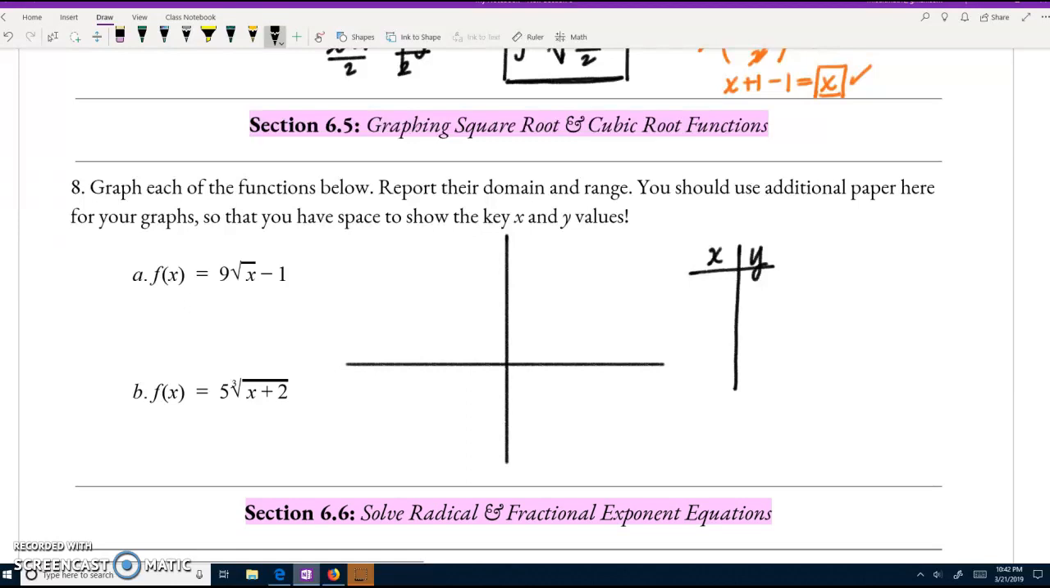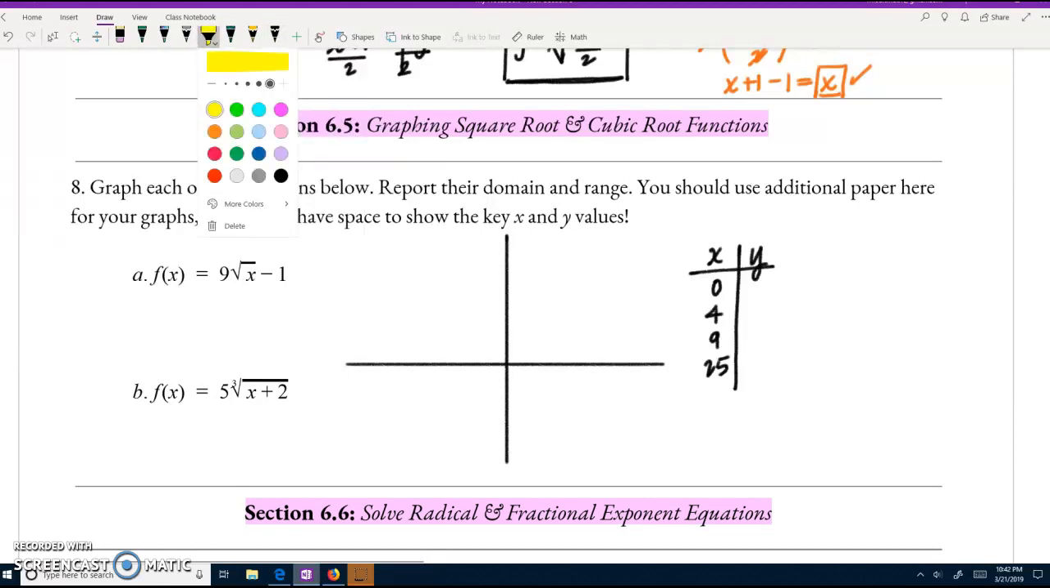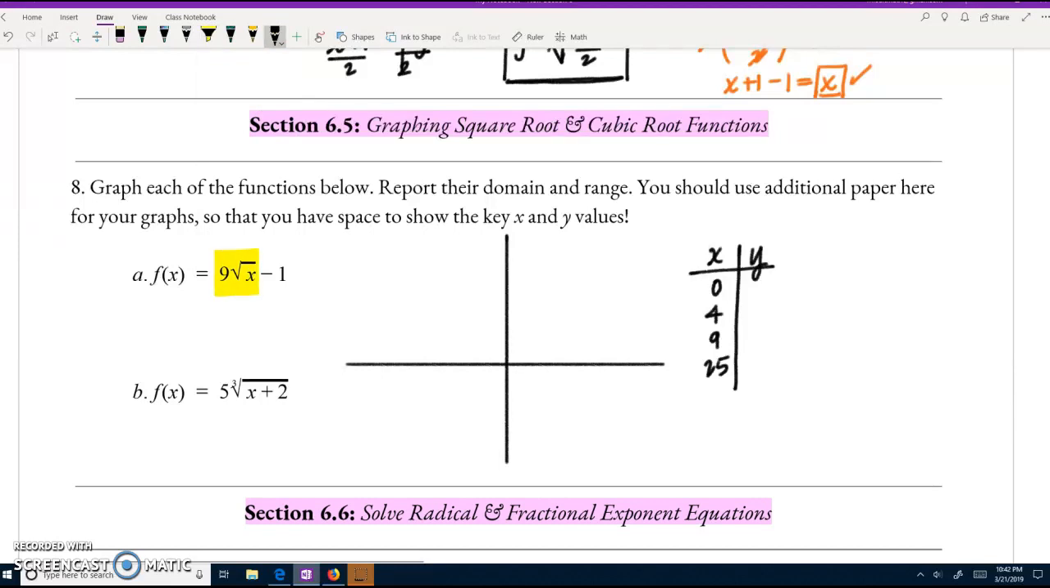So I'm going to plug in the values of 0, and let's plug in 4, and 9, and 25. So I'm going to take each of those values, just 4 random points to begin with, and I specifically picked ones that are perfect squares, because if I'm plugging them into a square root, I'm going to get some nice integer values that way. So if I first plug in 0 here, I'll have 9 times the square root of 0, which is 0, and then I'll subtract off 1, so I'll have minus 1. Then if I plug in 4, I'll have the square root of 4, which is 2. 9 times 2 will give me 18, minus 1 would become a 17.